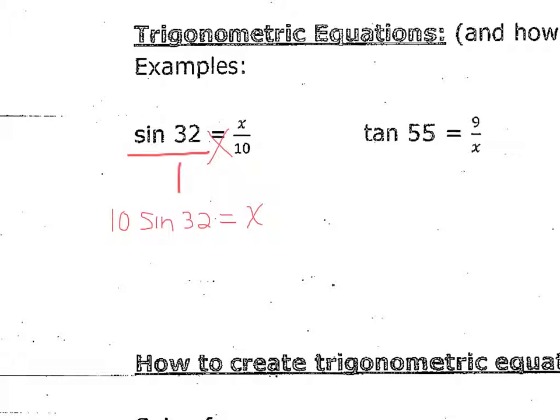So it's 10 sine of 32. You have to close parentheses. And so the measurement is what? 5.3. Because when you run into the hundredths place, that 9 has another 9, so it becomes a 3 on the 2, right? So it's 5.3. So here x equals 5.3.